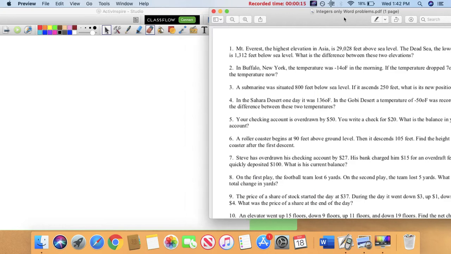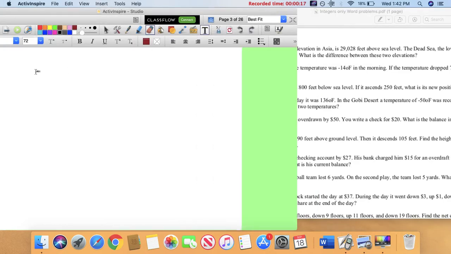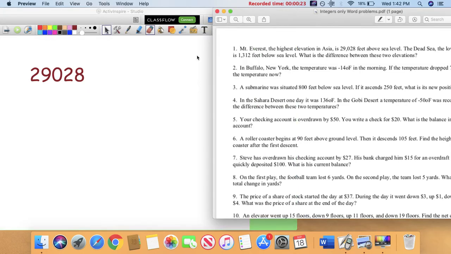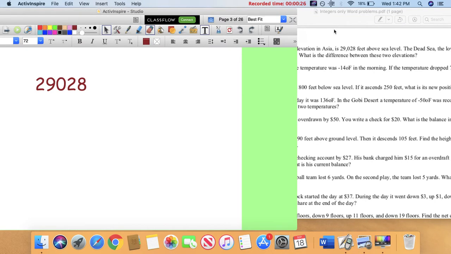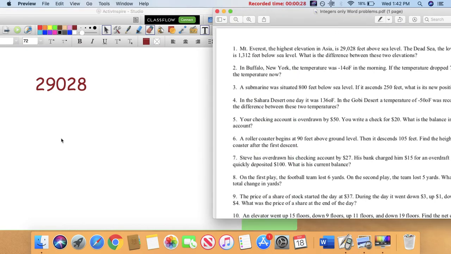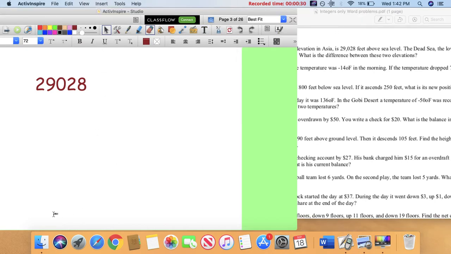But here, this we sort of did in class. The highest elevation, 29,028, right? And the lowest, the Dead Sea, is at an elevation that's 1,312 below sea level. 1,312. So that's going to be negative though, right? Because it's below sea level. So let's just imagine 0 being somewhere over here. Now we want to find the difference between these two elevations.